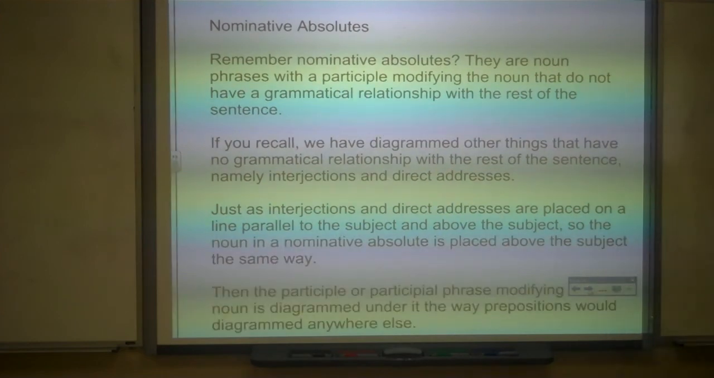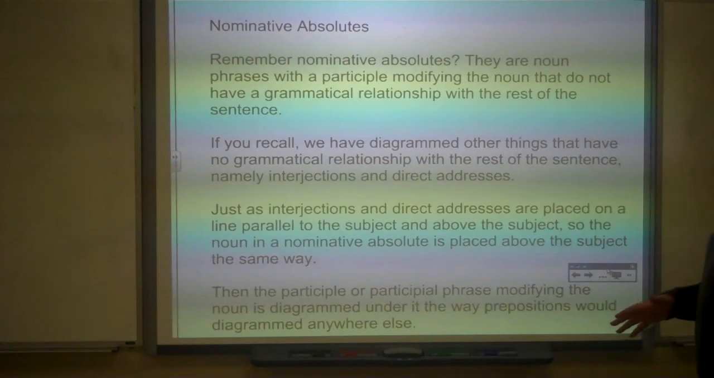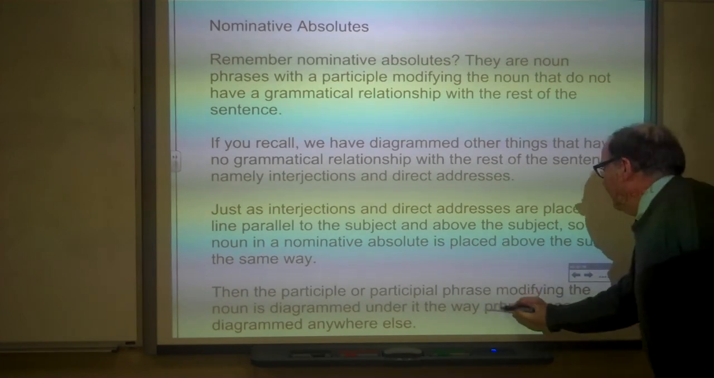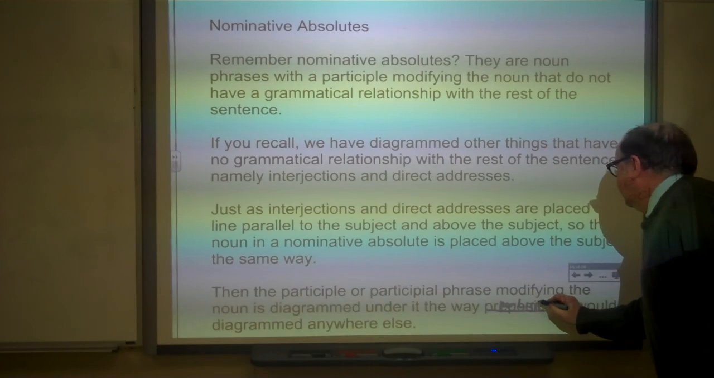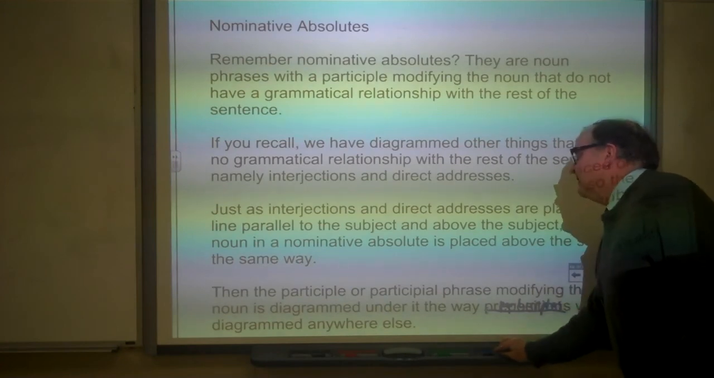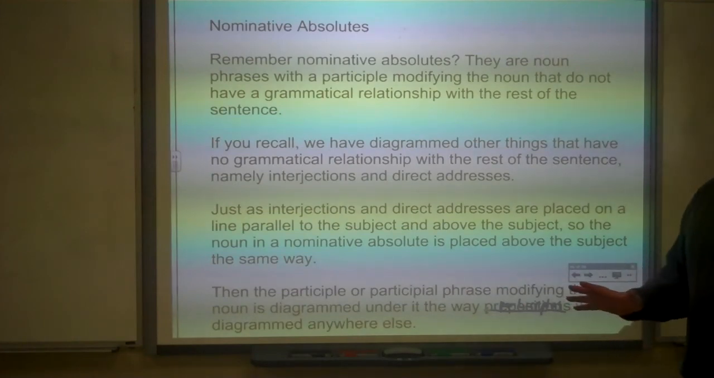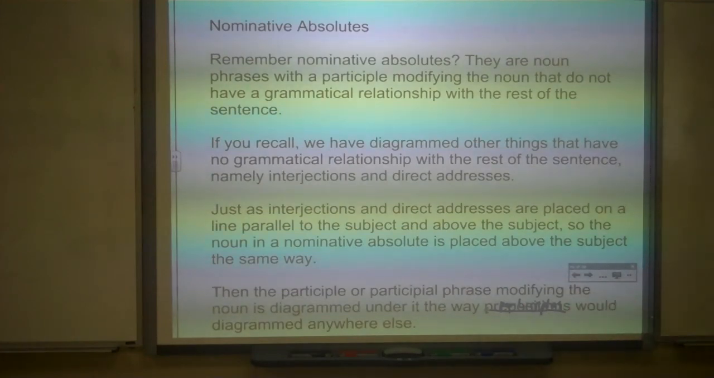And so then the participle or participial phrase modifying the noun is diagrammed under the noun the same way participles would be diagrammed anywhere else. It shouldn't say prepositions, it should say participles, sorry about that. Okay, I even got confused when I was writing it.